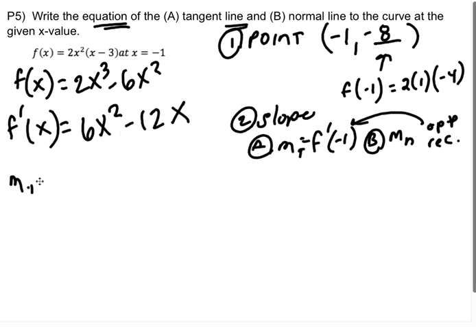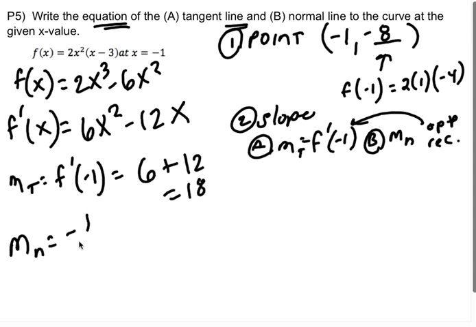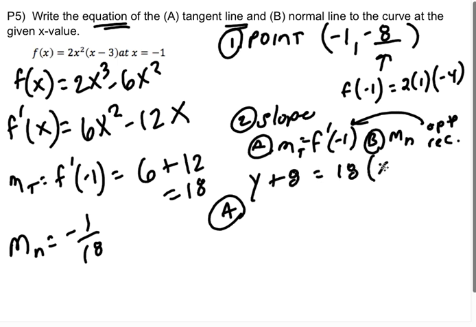Which means my tangent slope is going to be f prime of -1, which seems to be 6 plus 12, or 18. That means that my normal slope should be -1 over 18. So then I have my two answers, right? And now, if you're already ahead of me with knowing how you could move the y over, that's certainly not cheating. So this is y minus the y value, which will be y minus -8, equals my m, which is the 18, times x minus the x value, which would be x plus 1. So if I wanted to subtract that 8 over, I could get y equals 18 times the quantity x plus 1, all minus 8.